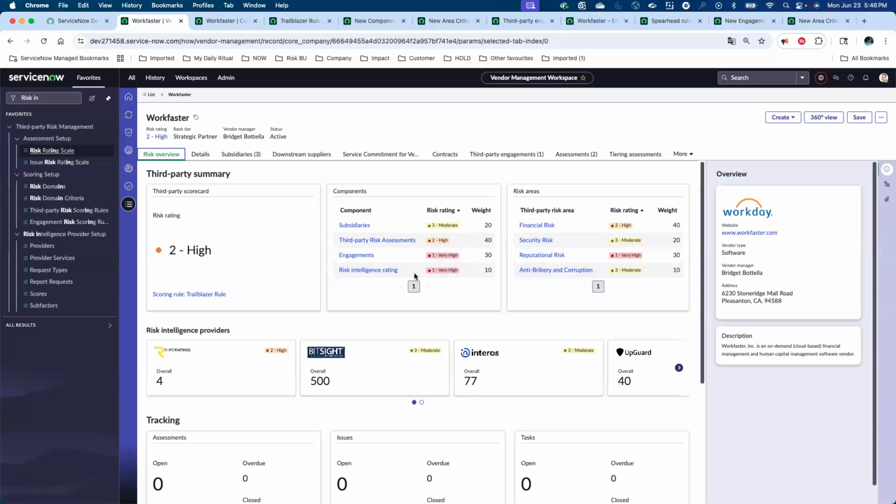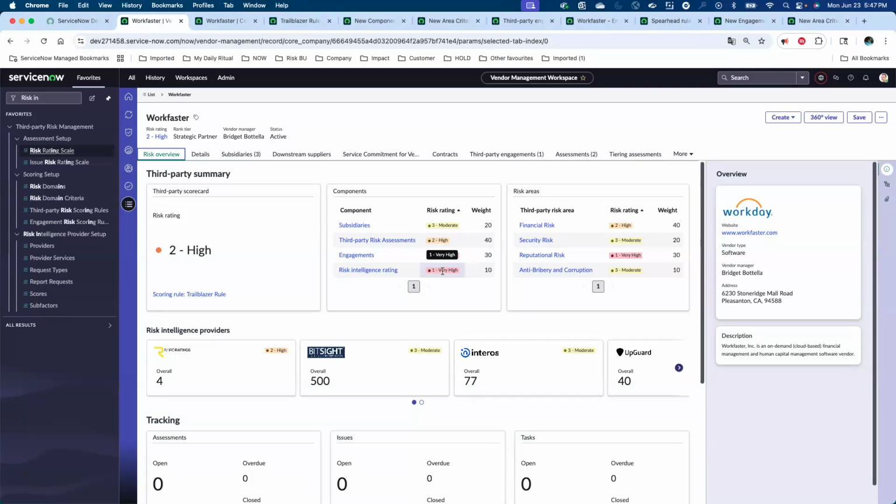Just a point to be noted here is that the risk intelligence rating was curated from these scores that were derived from these different risk intelligence providers. As you can see at the bottom, the rating worked out to be one very high. We are not going to review how that rating has been calculated. This is just our demo data. We are just assuming that the risk intelligence rating of one very high was derived for Workfaster.